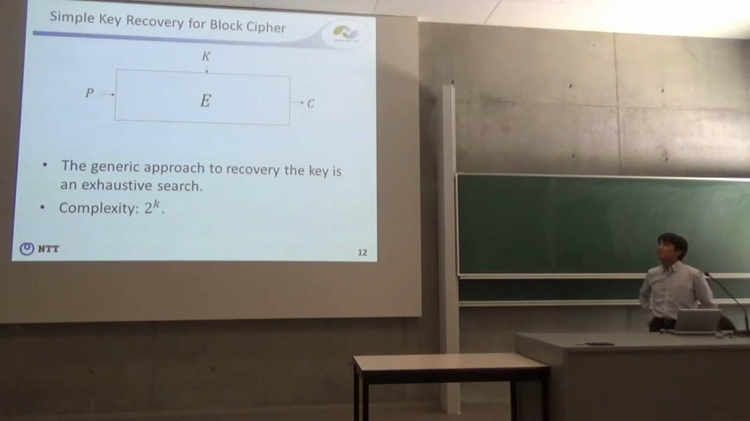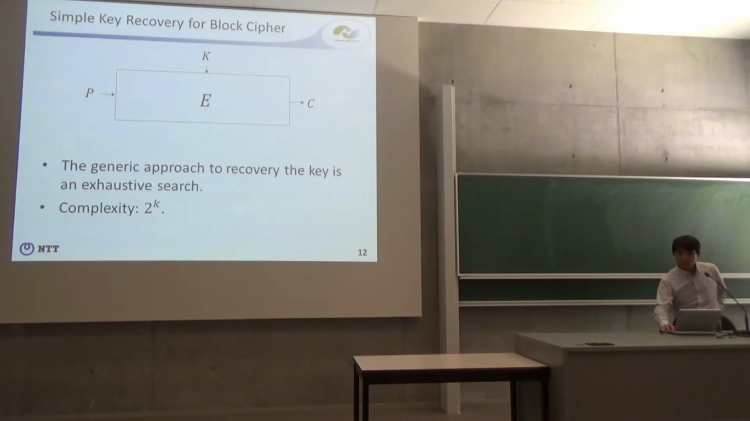So this slide shows the block cipher. You have block cipher E, which takes key K and plaintext as input, and outputs the corresponding ciphertext. Okay, so what is the generic approach to recover the key? I think the only known approach is exhaustive search. So if the key size is k, then the complexity is 2 to the k. Of course, there are some subtle details if the block size is smaller than the key size, but let's forget about such details.